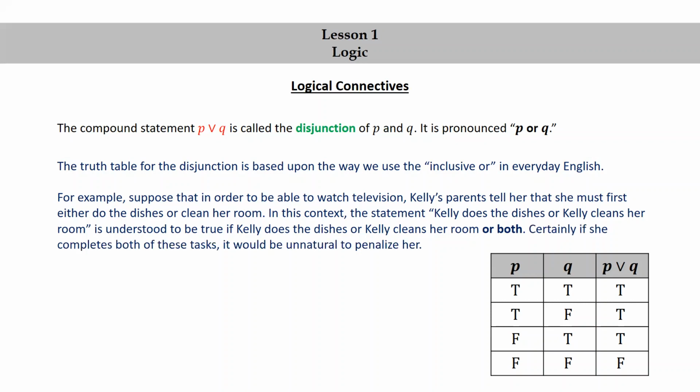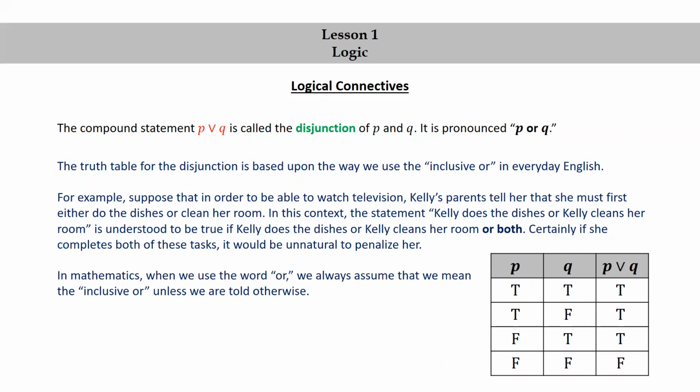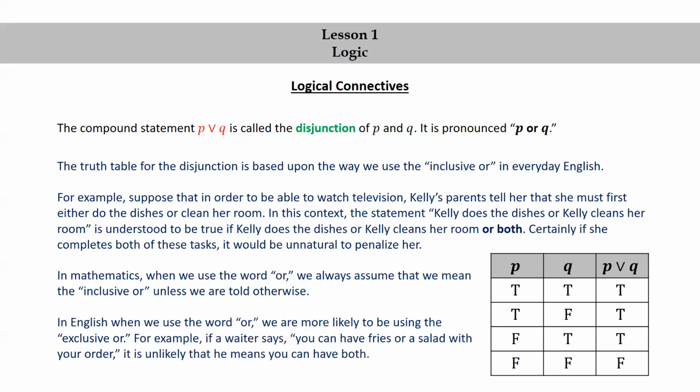Certainly, if she completes both of these tasks, it would be unnatural to penalize her. In mathematics, when we use the word "or," we always assume that we mean the inclusive or unless we are told otherwise. In English, when we use the word "or," we are more likely to be using the exclusive or. For example, if a waiter says you can have fries or a salad with your order, it is unlikely that he means you can have both. This is an example of the exclusive or.